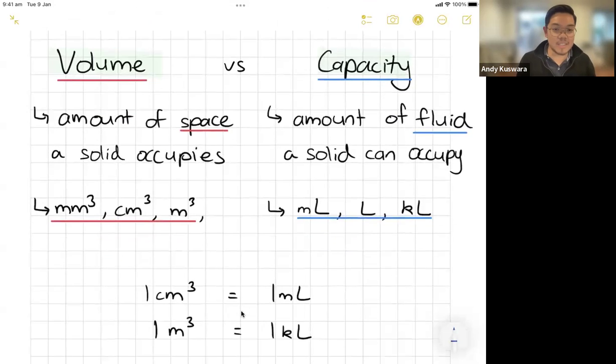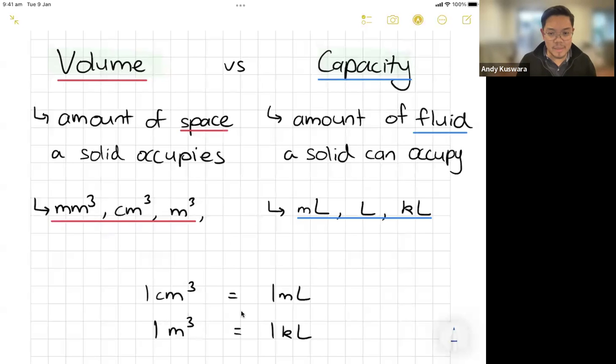I've written this here so you can see that there's a difference between the two. Volume, we talked about last lesson. It's the amount of space a solid occupies. If I'm talking about capacity, I'm talking about the amount of fluid a solid can occupy. So I know it's the same thing, but where it gets a little different is units. Volume we measure in millimeters cubed, centimeters cubed, meters cubed, kilometers cubed. Whereas if I talk about capacity, I talk about mils, liters, kiloliters.